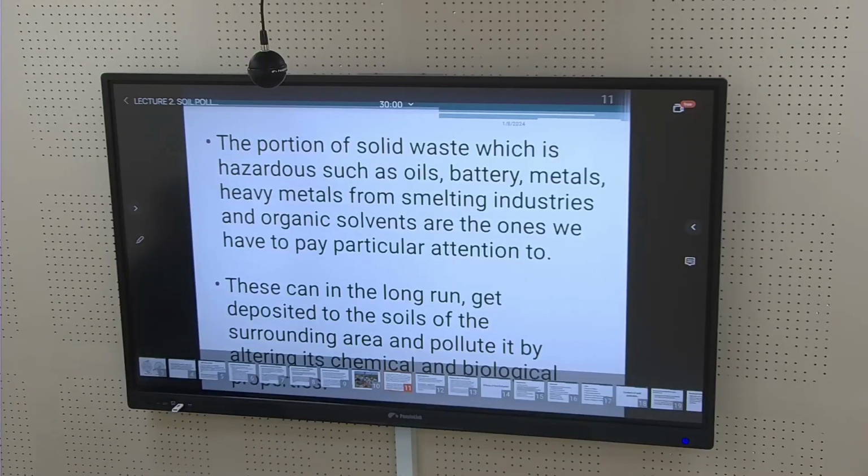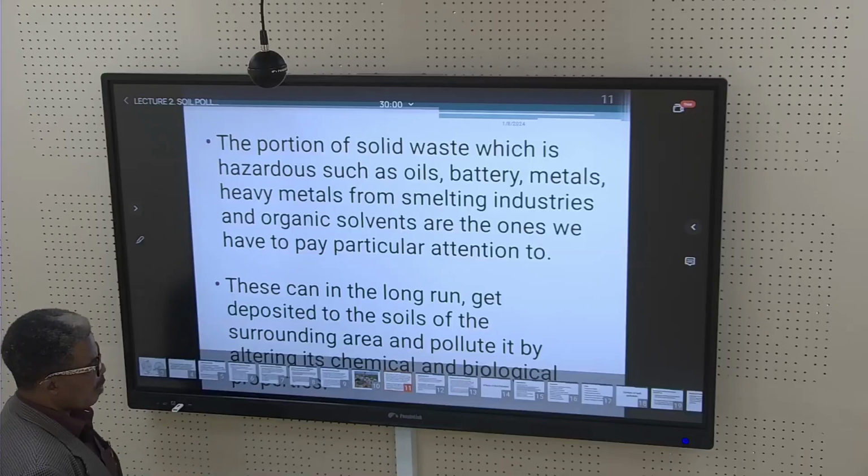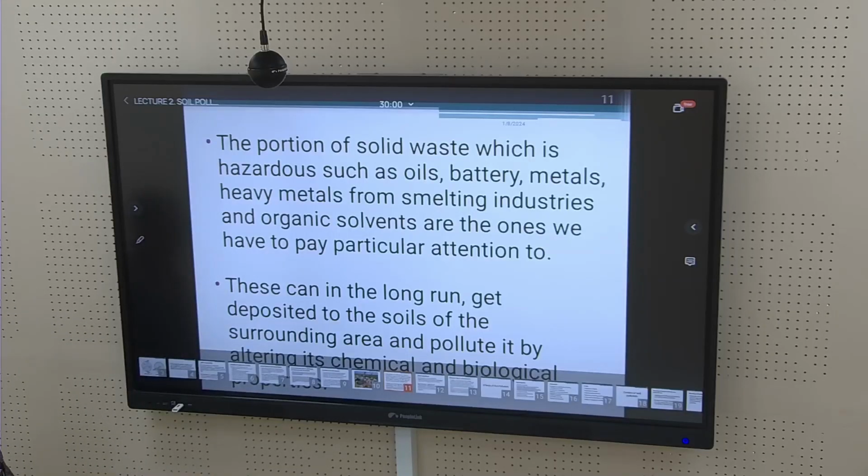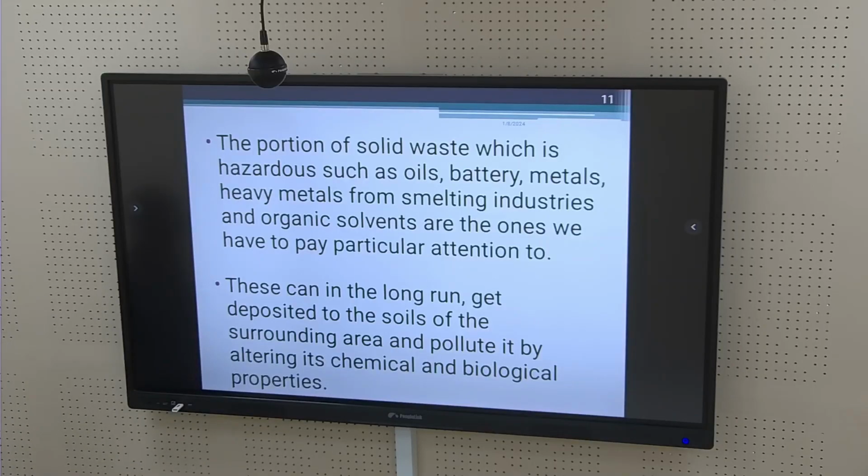The portion of solid waste which is hazardous, such as oil, battery, metals, heavy metals from smelting industries, and organic solvents are the ones we have to pay particular attention to. We have to put more focus on this part of solid waste, which is hazardous. These can, in the long run, get deposited to the soil of the surrounding area and pollute it by altering the chemical and the biological properties.